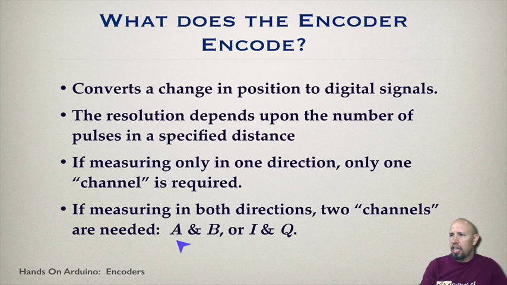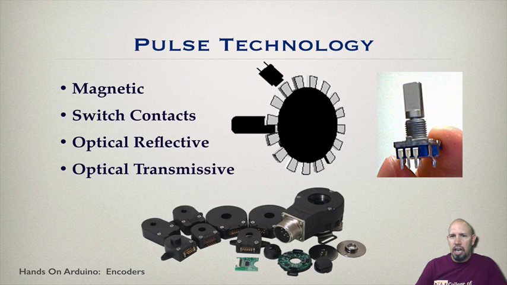Often you will see channel A and channel B being used for the encoder. Sometimes you'll have the I and Q, or what is called in-phase and quadrature signals of the encoder. So those are the different types of information we may be using.